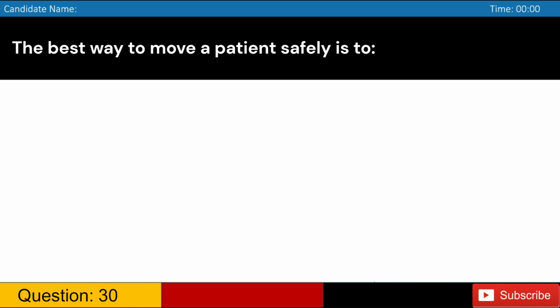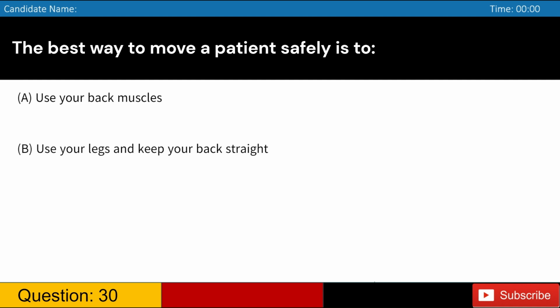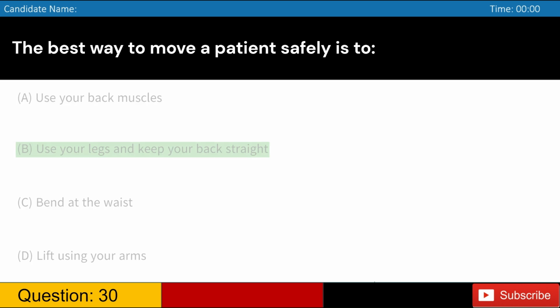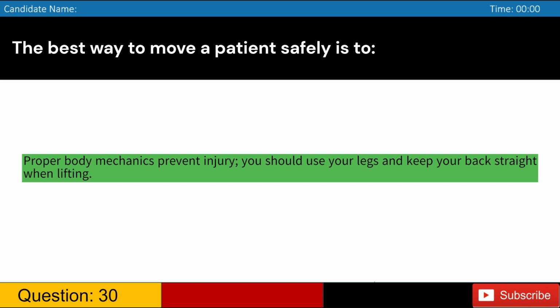The best way to move a patient safely is to A. Use your back muscles. B. Use your legs and keep your back straight. C. Bend at the waist. D. Lift using your arms. Answer B. Proper body mechanics prevent injury. You should use your legs and keep your back straight when lifting.